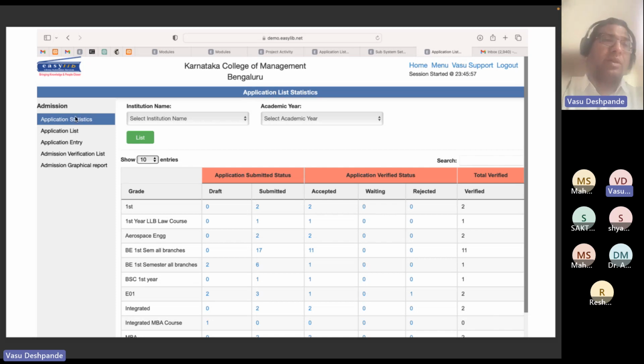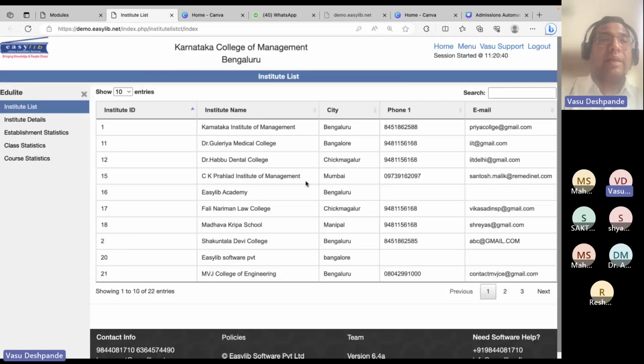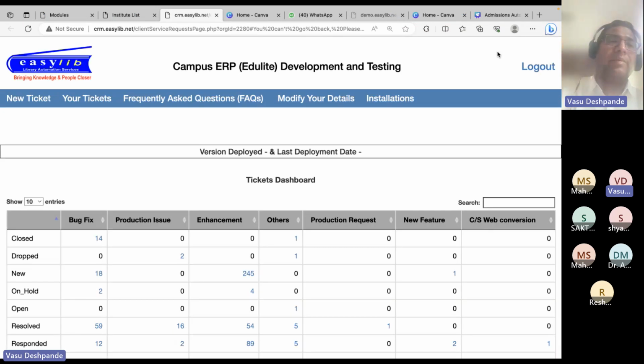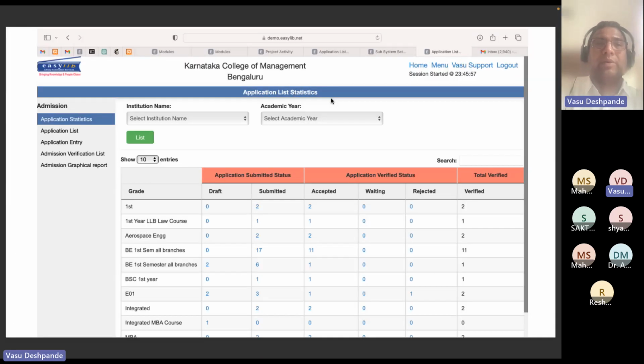Again, there are many screens over here. You can see the application list, application entry, verification, graphical report, you name it. And this is a continuous improvement process that's going on in Easylib software. And anytime you need more enhancement, you simply click on support and open a ticket, and the team will be working on those things. Okay, now coming back to here.